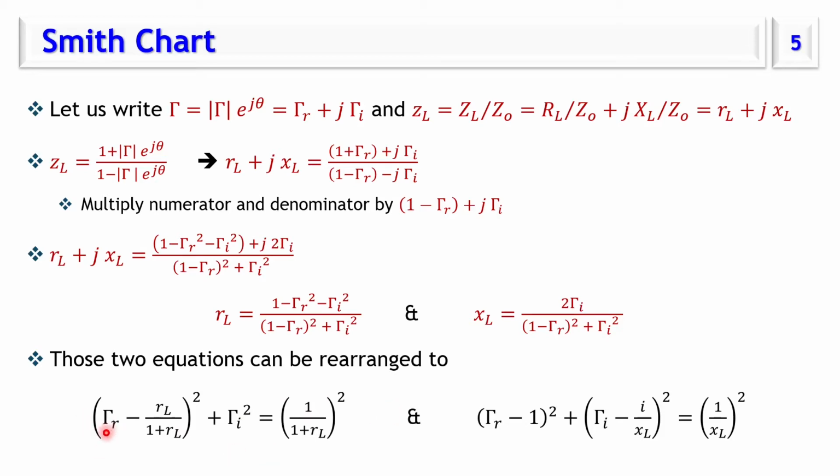This expression is: real component minus a constant, squared, plus imaginary component squared, equals a constant, which is an equation for a circle, and this circle is shifted in the gamma R component. The second expression is very similar. It is an expression for a circle that is shifted in the real and imaginary sides of the reflection coefficient.